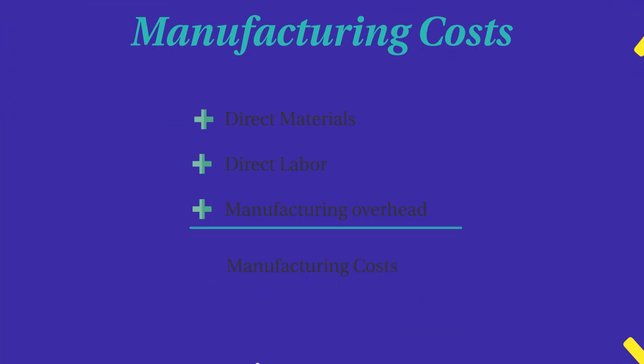When we talk about manufacturing costs, we're talking about what costs go into making a product. And there are three costs that go into making a product. These are the direct material cost, the direct labor cost, and factory overhead. We'll take a look at each of these individually to give you more examples of what would go into each of those individual costs.